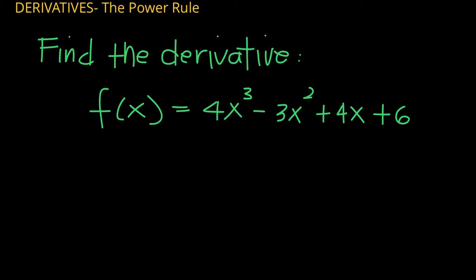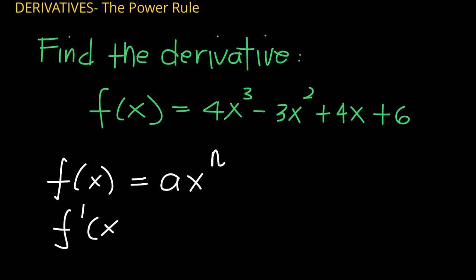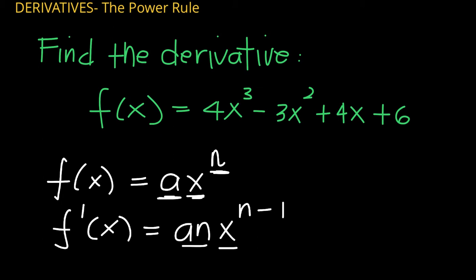What is the power rule? So let's start with the basic idea. If the function is expressed as a number a, x raised to some exponent n, the derivative, which is denoted by f prime of x, is simply a n x to the n minus 1. This means that when getting the derivative, you multiply the a with the exponent n, so that's a n, you copy the x, and then the new exponent is 1 less than the original exponent.